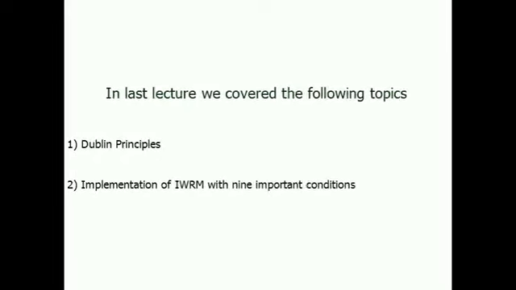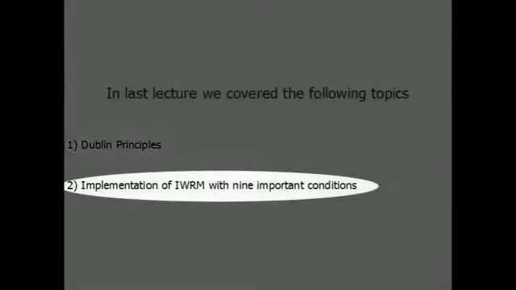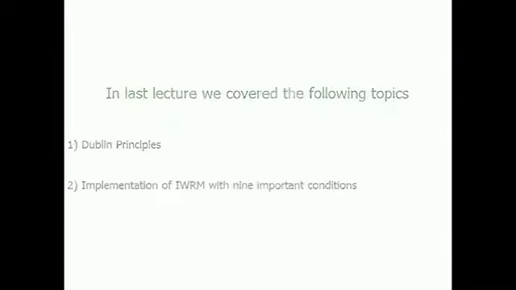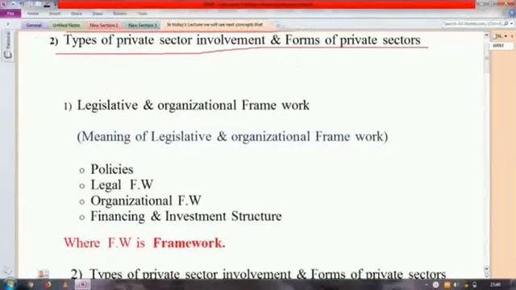In the last lecture, we covered Dublin principles and implementation of IWRM with 9 important conditions. Next concepts are legislative and organizational framework, types of private sector involvement and forms of private sectors. These are the last two concepts in the third module. So here the first one is the legislative and organizational framework.